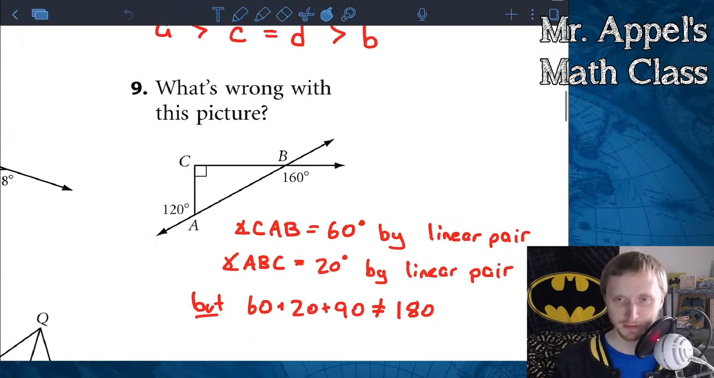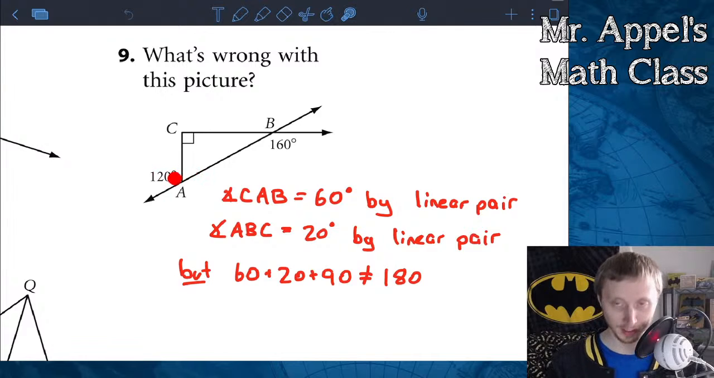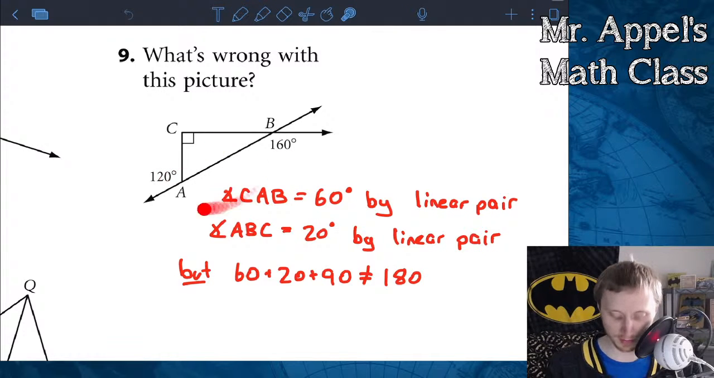Number 9 was pretty fun. I know linear pair tells me that this guy has to be 120 from 180, leaving 60. This has to be a linear pair, so 180 minus 160 is 20 here. So now I've got 60 and 20, but this is 90. 60 plus 20 plus 90 is not 180 degrees. No, so it doesn't form an actual triangle, or one of these had to be wrong. Very strange business there.